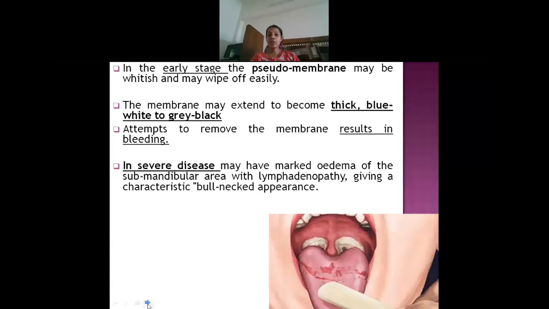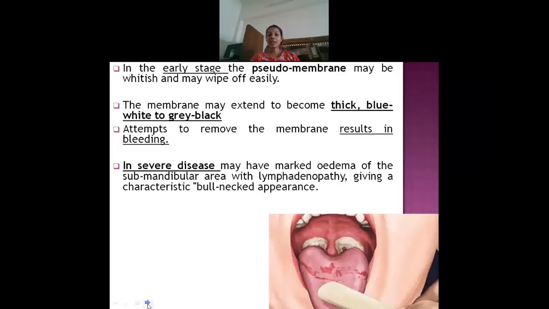Initially they'll be whitish in appearance, but as the days progress, this membrane will become grayish or bluish or sometimes blackish in color, and then it becomes thickened. Initially it may be easy to wipe off, but as it thickens, if you try to scrape it off, it may result in bleeding.